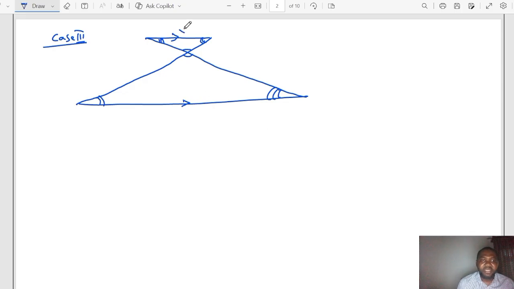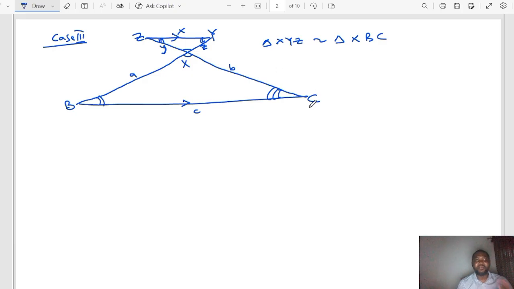Now, if this is x, for example, and this is y, and this is z, then this is a, this is b, and this is c. Let me make here capital X, and here y, and here z, and make here b and here c. So I can say triangle xyz is similar to triangle xbc, but you have to be careful. They are similar, only corresponding sides.